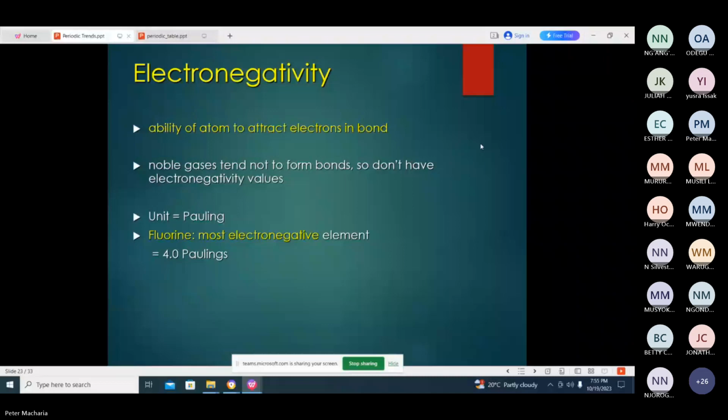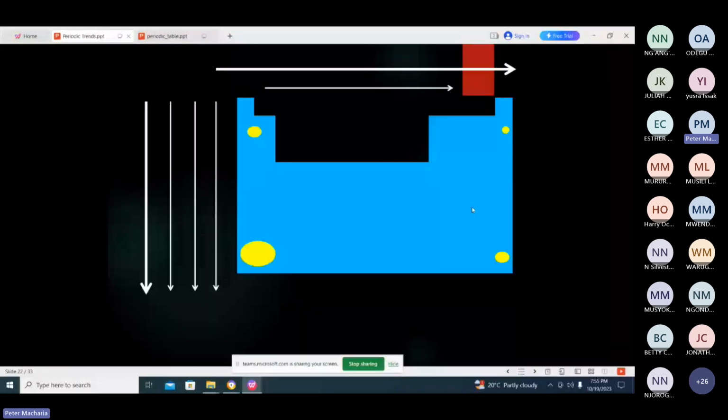And so, because the size of atomic radius increases down the group, but decreases across the period, it means that up the group and across the period, the electronegativity increases. So the element, let me go to the picture, the periodic table.